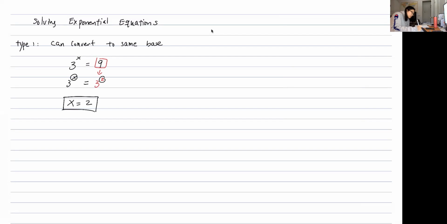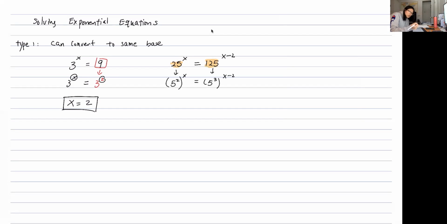Let's say another example. If we have 25 to the x power, then that will equal to 125 to the x minus 2. We cannot really convert 125 into 25, or 25 into 125. But in this case, when I see 25, I can convert that into 5 squared. So I'll have 5 squared to the x power. And for 125 to the x minus 2, that will be 5 to the third power to the x minus 2.